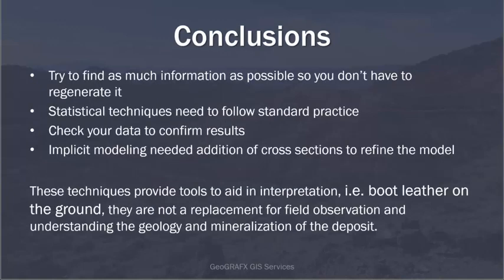What are the conclusions? We need to try and find as much information as possible so you don't have to regenerate it. As we said earlier, 30 years ago, cost of reverse circ drilling would be in the range of $8.50 a foot, and it can now cost over $35 a foot or more, and there may now be access and permitting issues. The Arizona Geologic Survey provides a wonderful service with its document repository.